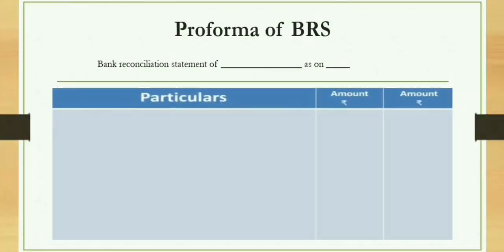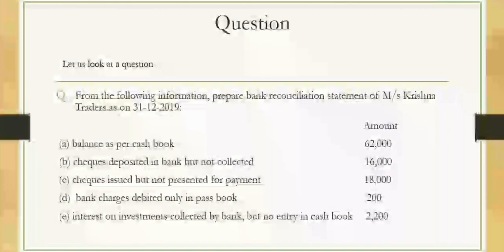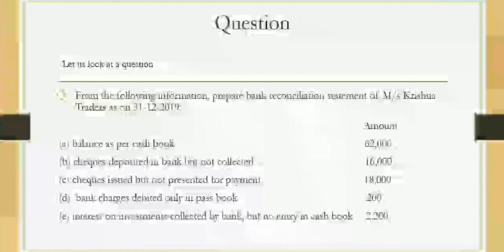So here is the proforma of your BRS. Here we have particulars, amount, and then amount column. Now let's look into a question. From the following information, prepare the BRS of Krishna Traders as on 31st December 2019.